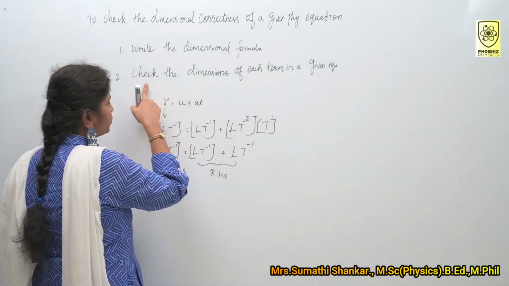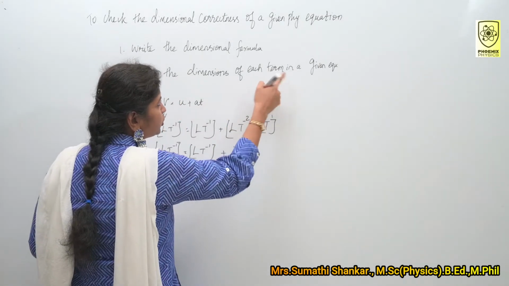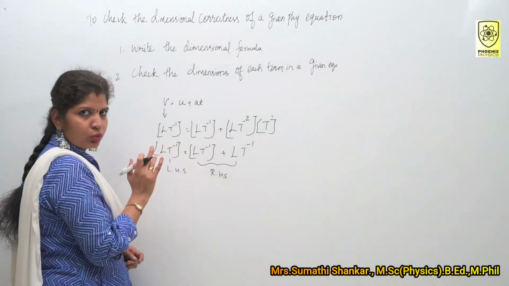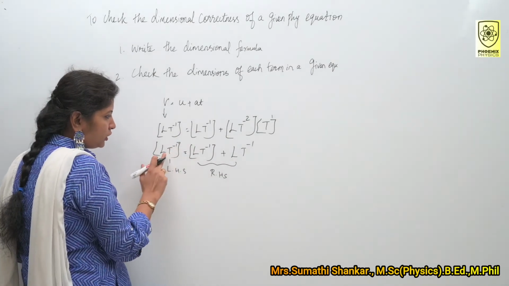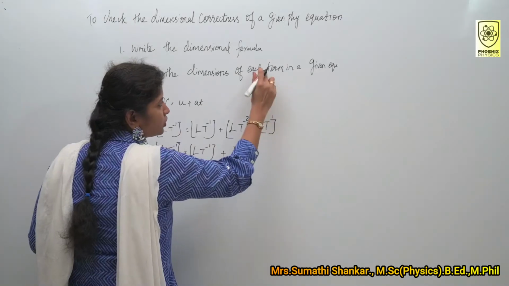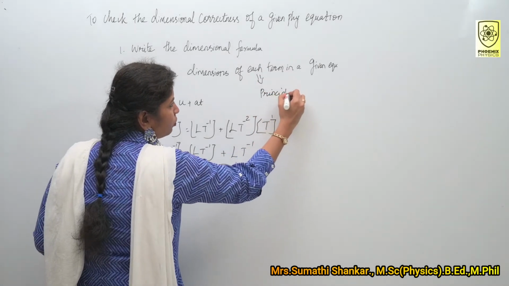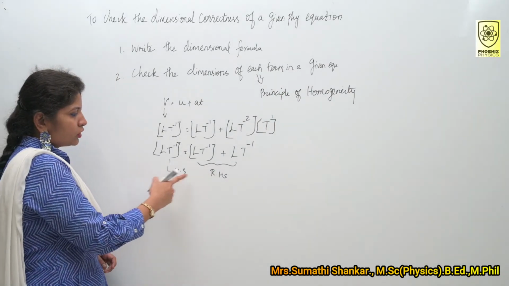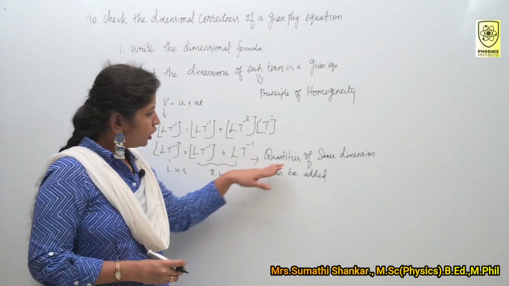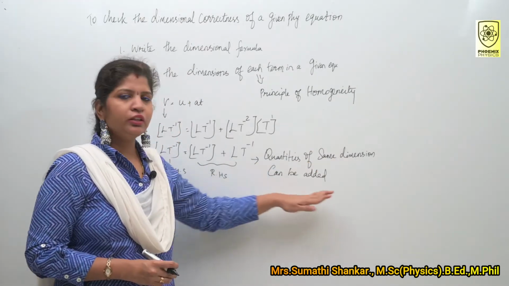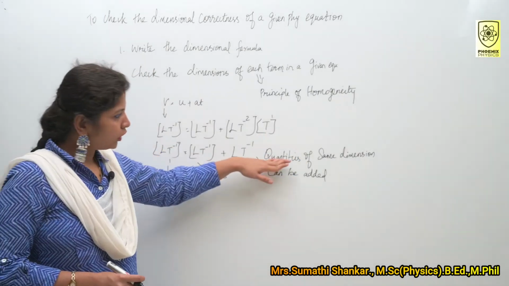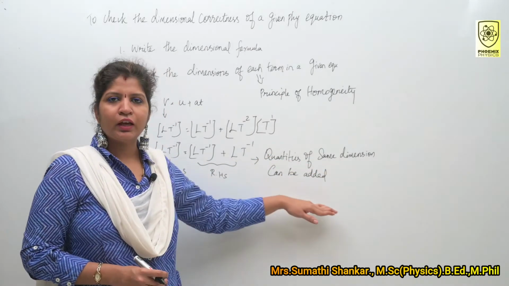What is our second step? Check the dimension of each term in a given equation. Here this is one term, this is one term and this is one term, right? Here what is the dimension? L T power minus 1, L T power minus 1 and L T power minus 1. This is nothing but principle of homogeneity, right? So LHS is equal to RHS. Here we have one condition, that is quantities of same dimension can be added. Up to this clear? Here also same dimension. So the quantities of same dimension can be added.